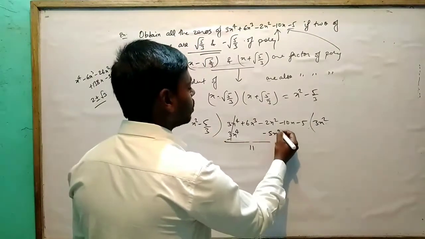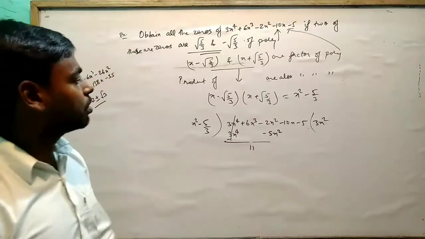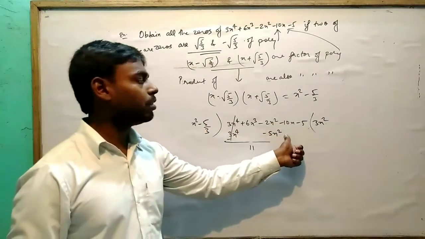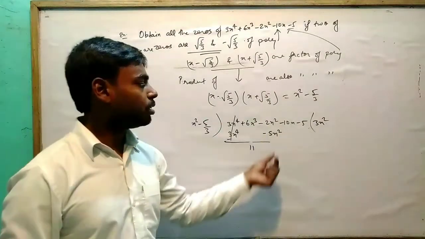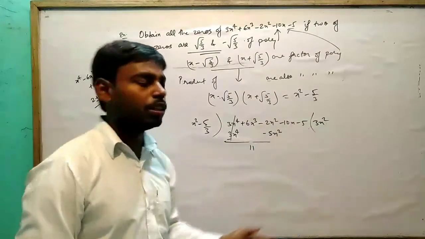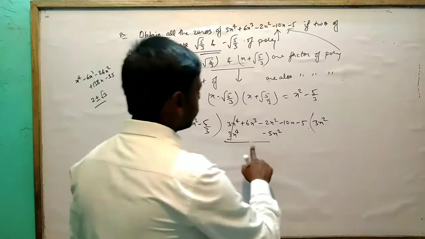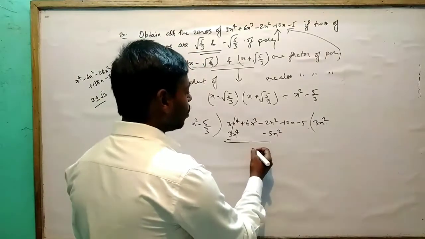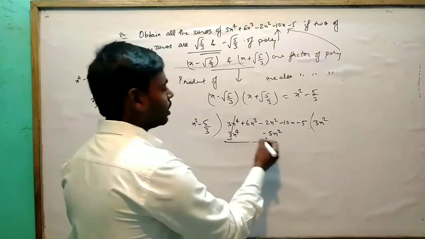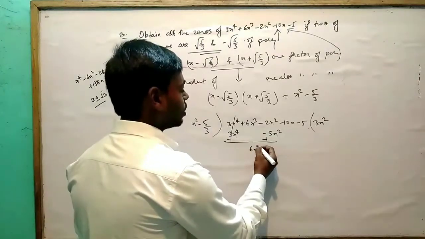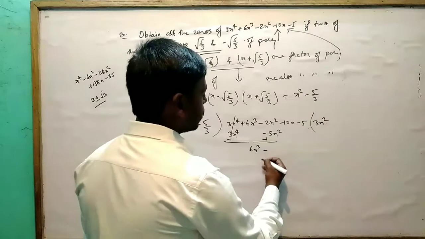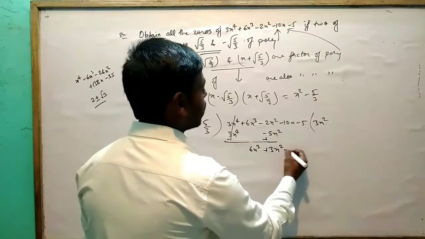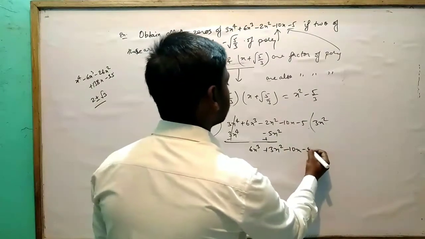Then we write to the same degree. That is x square, not x cube. Then we write this term into the same degree. Okay, then we get here, when we change the sign, 6x cube, and this is plus 3x square minus 10x minus 5.